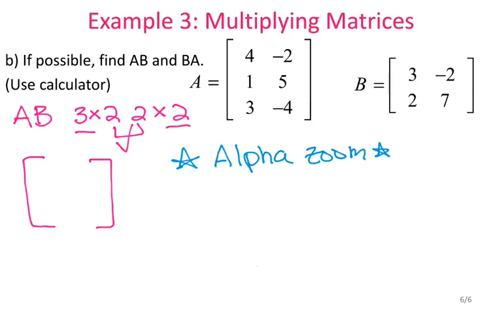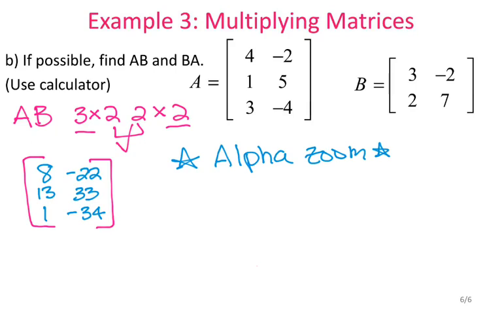Okay, so 4, negative 2, 1, 5, 3, negative 4, times matrix B, which is a 2 by 2. That gives me 3, negative 2, 2, and 7. I hit enter on my calculator, and that gives me 8, negative 22, 13, 33, 1, negative 34. And there's your answer for A times B. Easy peasy when you have the calculator.